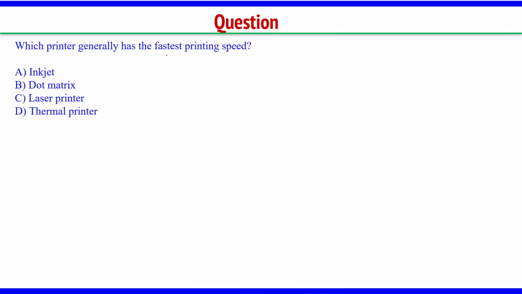Which printer generally has the fastest printing speed? Among these four, which one is the fastest? If you see the order also, you will understand. First we are talking about dot matrix, then thermal, then inkjet, then laser. Therefore, laser will be the fastest printer.